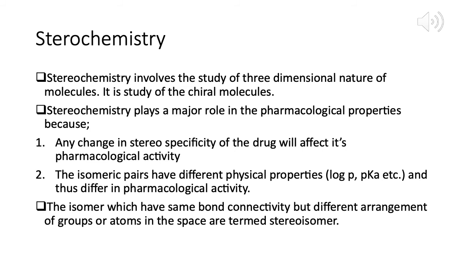Stereochemistry. Stereochemistry involves the study of the three-dimensional nature of molecules. It's the study of chiral molecules. It plays a role in the pharmacological properties because of two things. One, any change in stereospecificity of a drug will affect its pharmacological activity. Two, the isomeric pairs have different physical properties, logP, pKa, and thus differ in pharmacological activity. Isomers which have the same bond connectivity but different arrangement of groups or atoms in space are termed stereoisomers.